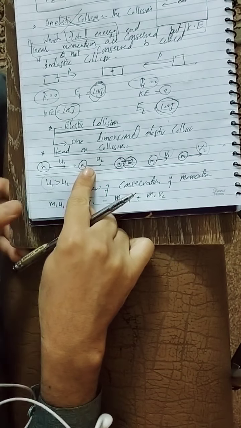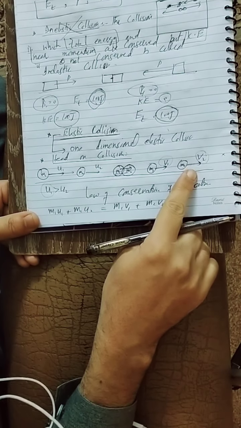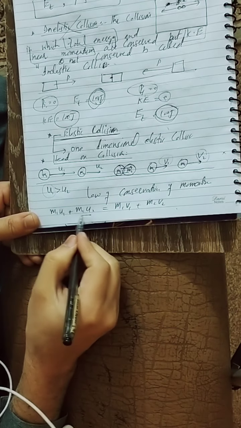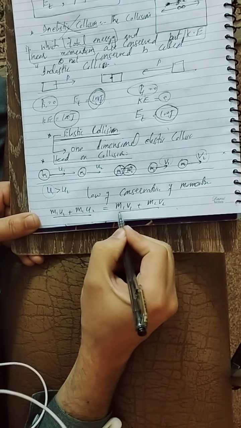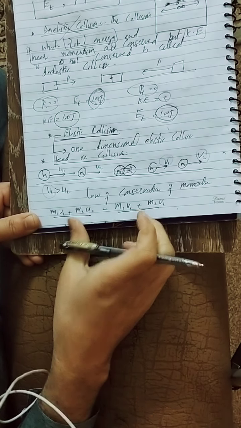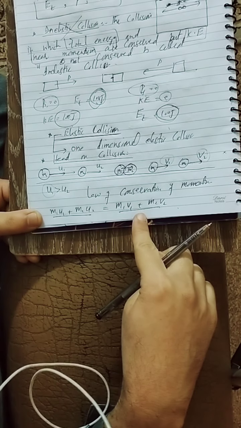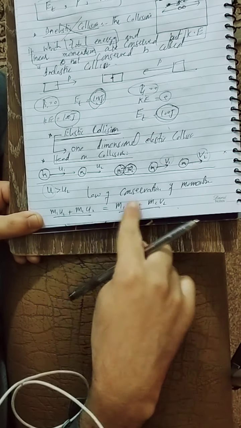u1, u2 are the velocities before the collision, v1, v2 are the velocities after the collision. Okay, so this is the momentum before the collision, this is the momentum after the collision. So this is called the law of conservation of momentum. Okay, now shift m1 terms on one side and m2 terms on the other side.